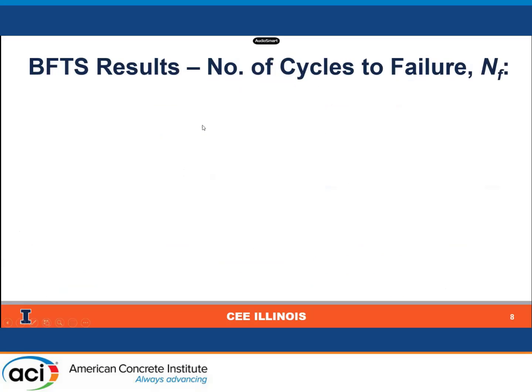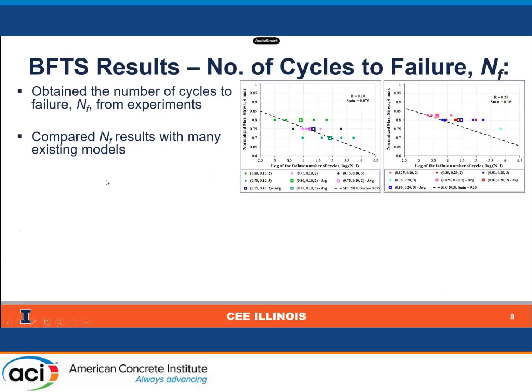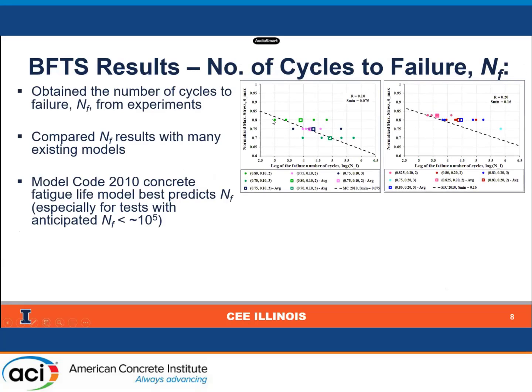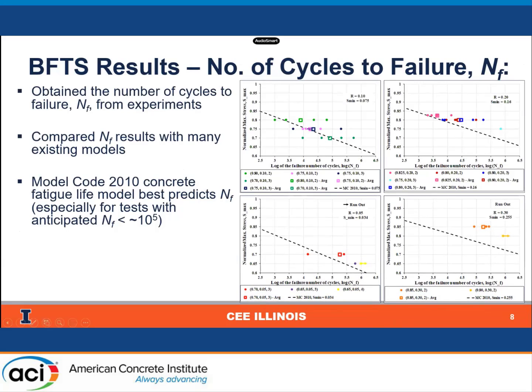So we look at some results from the basic fatigue test series first. As I said, we obtained the number of cycles to failure. We compared it with various models that were out there. We found that the model that worked best, as shown here, was the concrete fatigue life model given by Model Code 2010. As we can see here, it predicted fairly well the capacity, at least on average, when the number of cycles to failure was less than about 100,000. If the number of cycles was greater than 100,000, as seen in these bottom two plots, we see that the model was not so accurate. So for our variable amplitude test, we decided to choose combinations that were in this top plot only, essentially expected number of cycles less than 100,000.